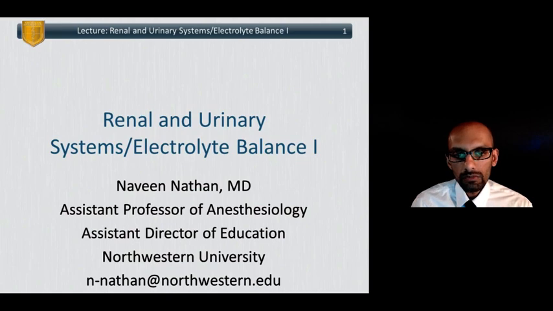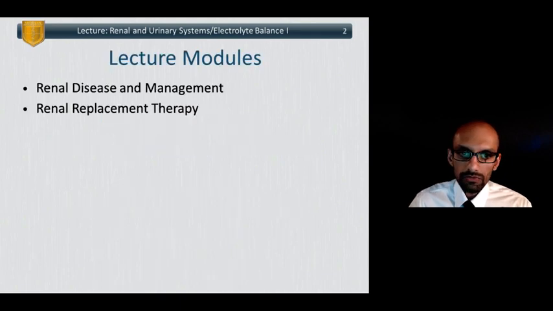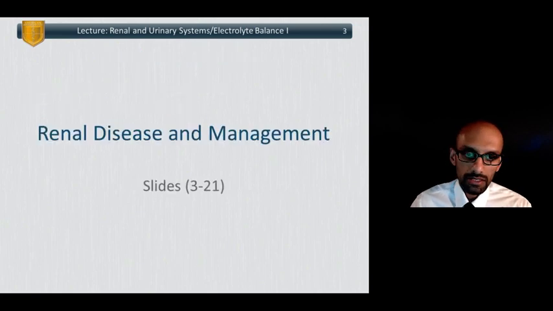This is going to cover renal and urinary systems and electrolyte balance. It's part one of a three-part series for the ABA Part 2 Advanced Exam. For whatever reason, the ABA placed renal disease, end-stage renal disease, and renal insufficiency management in the advanced exam, even though I fully think this is something that you would have learned and mastered as a CA1. Furthermore, they do want you to be aware of renal replacement therapy concepts, and so that's what we're going to cover in this lecture.